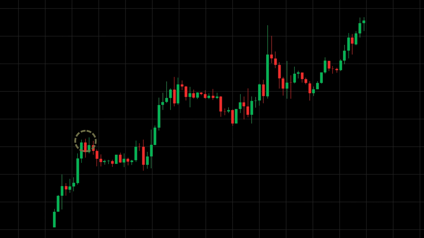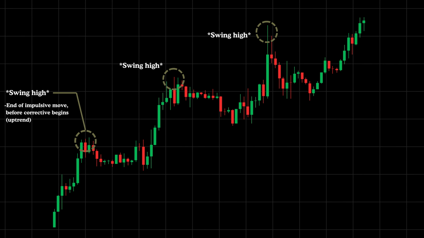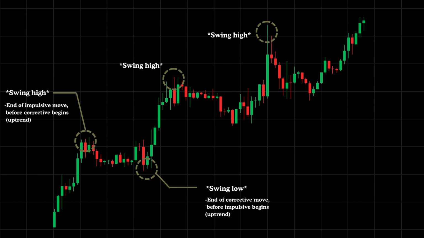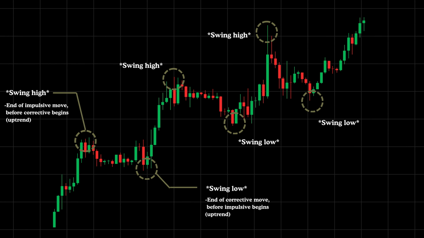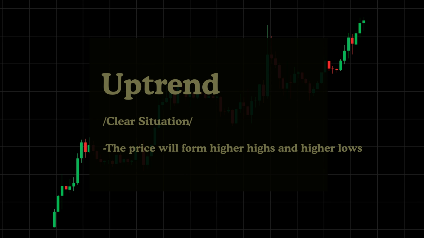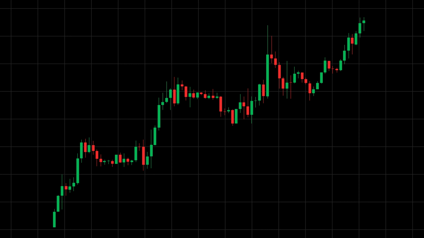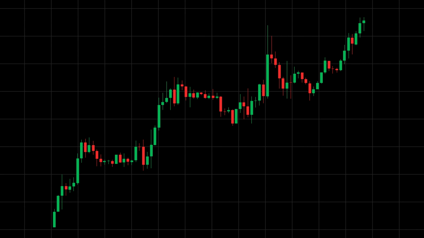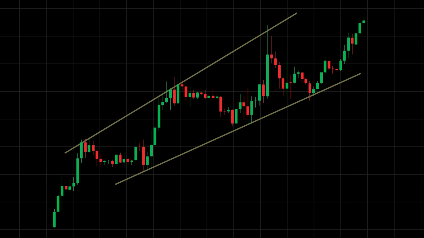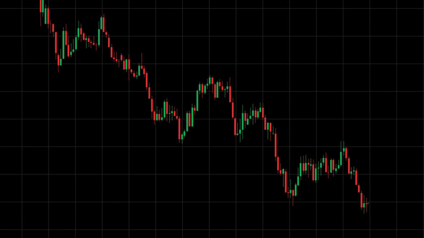At the top of each impulsive move, before the corrective begins, we call this a swing high. At the bottom of each corrective move, before an impulsive starts, we call this a swing low. This means that in a clear uptrend, the price will form higher highs and higher lows. Now, a trend line is drawn to connect the swing lows along the bottom and the swing highs along the top. So, let's move on to a downtrend.